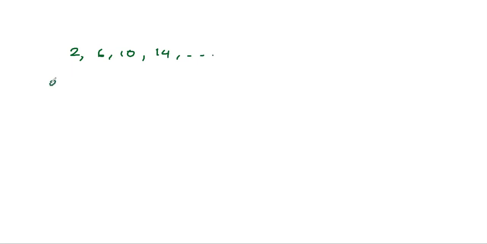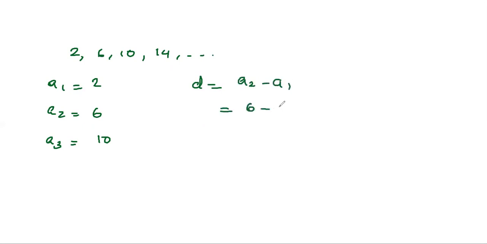For that, you need to write A1 here. A1 is equal to 2. You can again write A2. A2 is equal to 6. And again, you need to write A3. A3 is equal to 10 here. You need to calculate D at least twice in a series. So you can calculate D using A1 and A2 by A2 minus A1. Please be careful with this. A2 minus A1. A2 is 6 and A1 is 2. So the common difference is 4, obtained using A2 and A1.